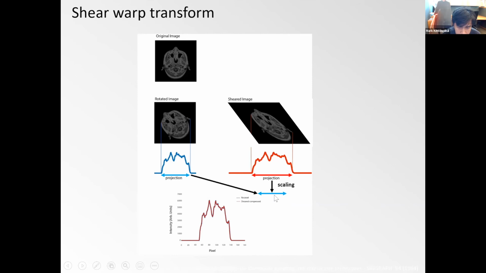But if you compensate the stretch and overlay them, and this was just done in MATLAB, you get the same profile, which is kind of weird.